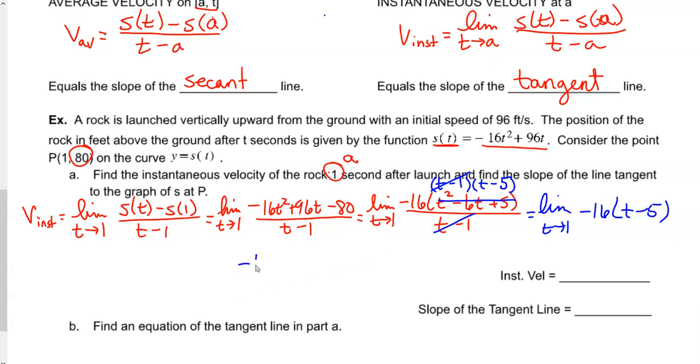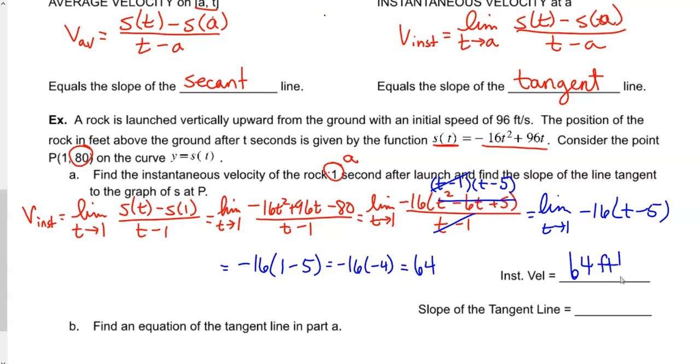So when I plug in negative 1, then my limit is equal to negative 16 times 1 minus 5, which is negative 16 times a negative 4. Therefore, I get an instantaneous velocity here of 64. Now, our units, we were in seconds and feet. So for velocity, it's like speed, except it has a direction added on it. We have 64 feet per second.